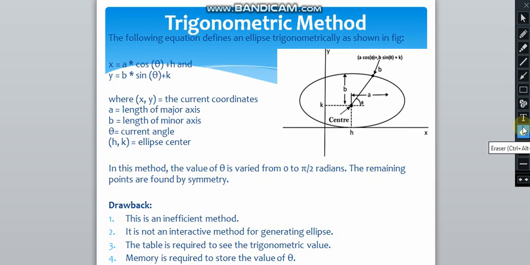So this is not such a commonly used method. The method which we will use in our lecture is the midpoint algorithm for drawing the ellipse. In the next video we will go through the midpoint ellipse algorithm. Thank you.